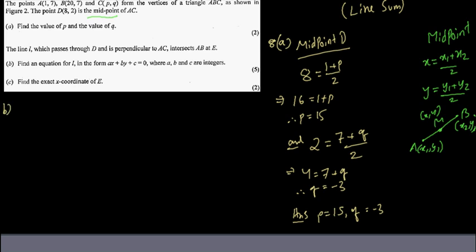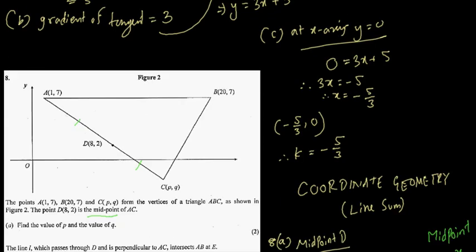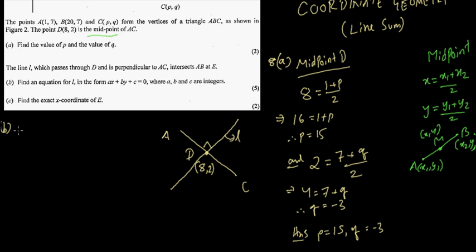Now the next question, question number B, is the line L passes through D and is perpendicular to AC. So we have this line AC and the midpoint of AC is D, but we want to find the equation of another line L. Now L passes through D. Now we know the coordinates of D is (8, 2). This was given. So L passes through (8, 2) and it is perpendicular to AC. So we have to find the equation of the line L. Just like before, to find the equation of a line, we need to know the point and the gradient, and then we can find y minus y1 equals m times x minus x1. So to find that, all we can do is find the gradient of AC.